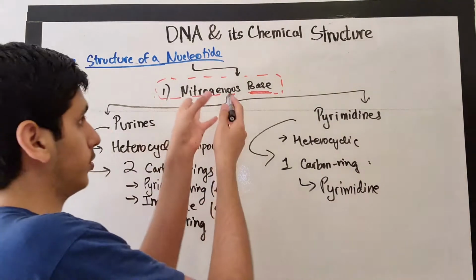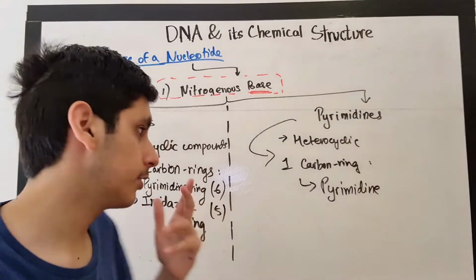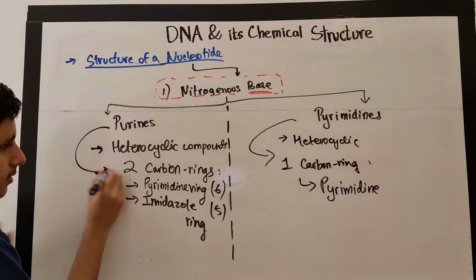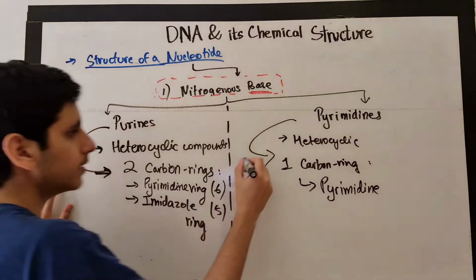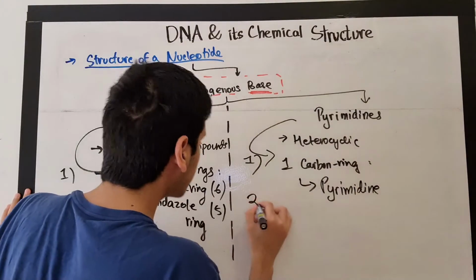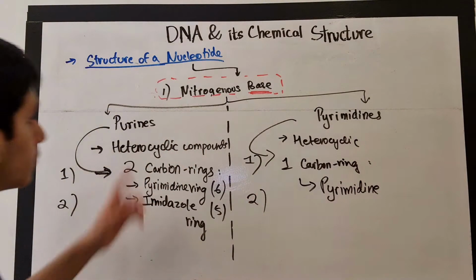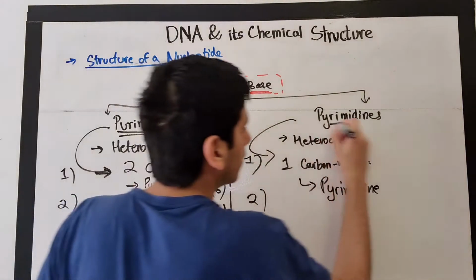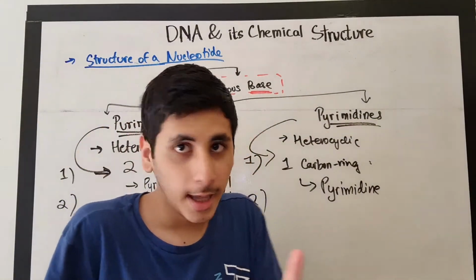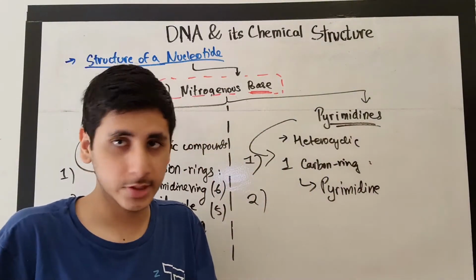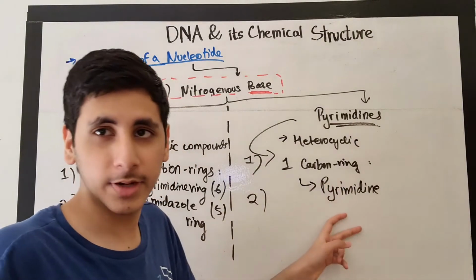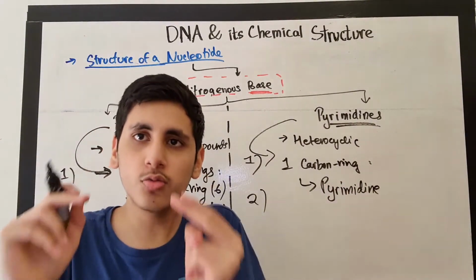Now, if we're talking about the level of nitrogen, that's the second difference. Purines have 4 nitrogen atoms, and pyrimidines have 2 nitrogen atoms. Those 2 nitrogen atoms are present in the pyrimidine ring. Every pyrimidine ring has 2 nitrogen atoms.